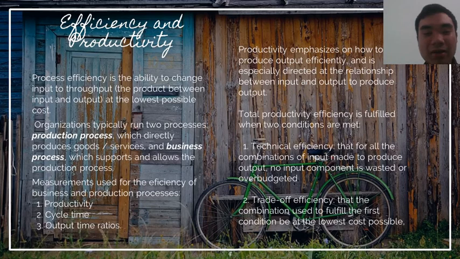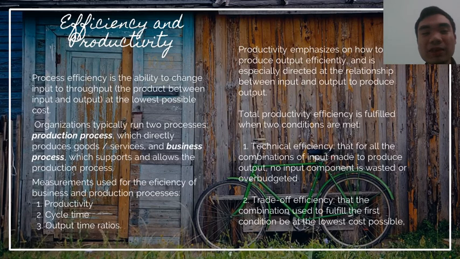Cycle time is the time required to produce an output, while output time ratio is the ratio used to compare how much output is produced in a scale of time. Productivity is a concept that emphasizes how to produce output efficiently and is especially directed at the relationship between input and output.